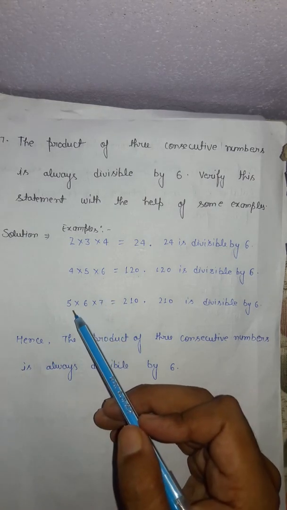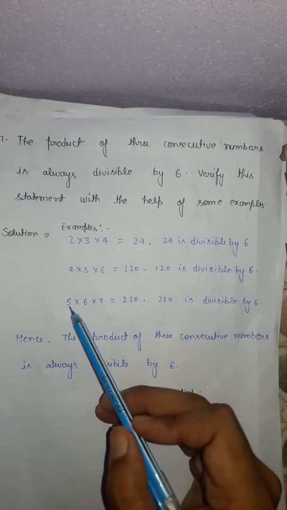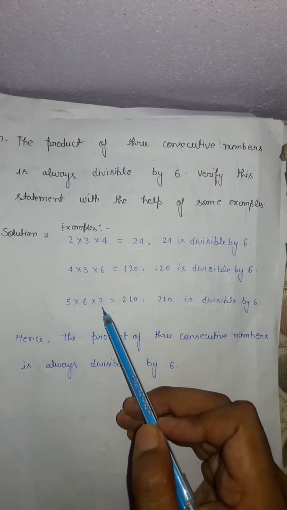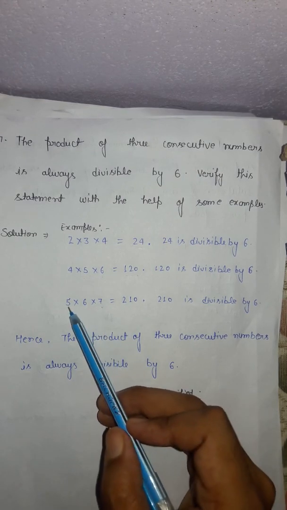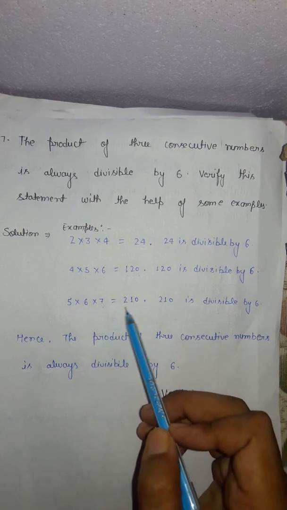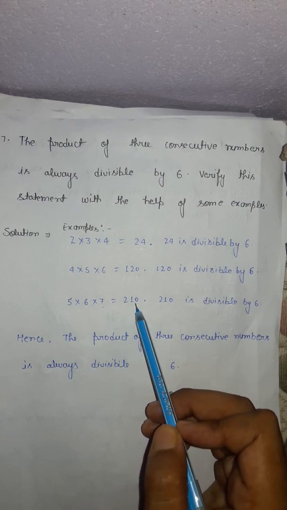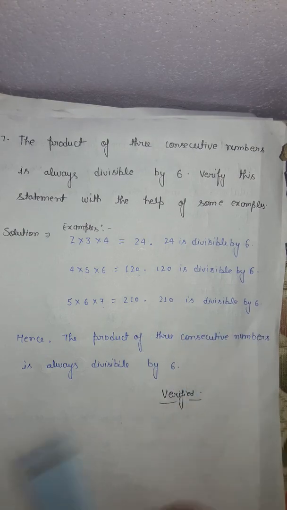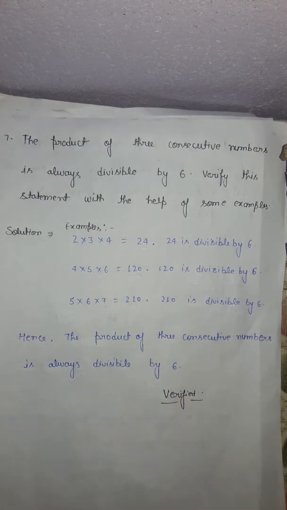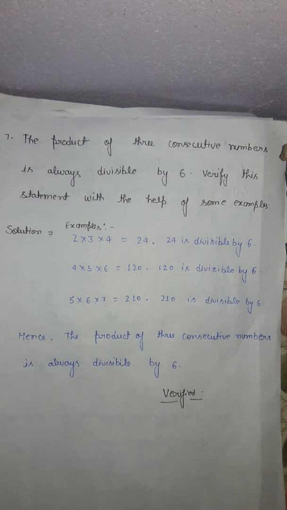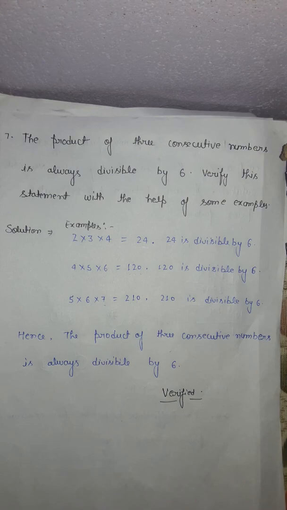Now I have taken another example, 5 into 6 into 7, three consecutive numbers. 5 times 6 is 30, and 30 times 7 is 210. 210 again is divisible by 2 and 3 both, so it is divisible by 6. In these three examples you can see that I have taken three consecutive numbers and their product is always divisible by 6. So we can write that the product of three consecutive numbers is always divisible by 6. This we had to verify, so I will write verified.